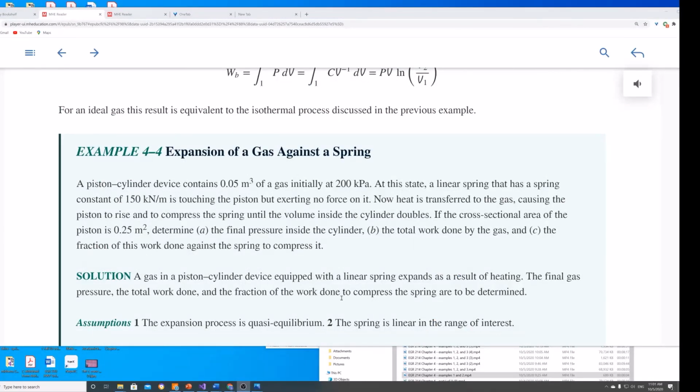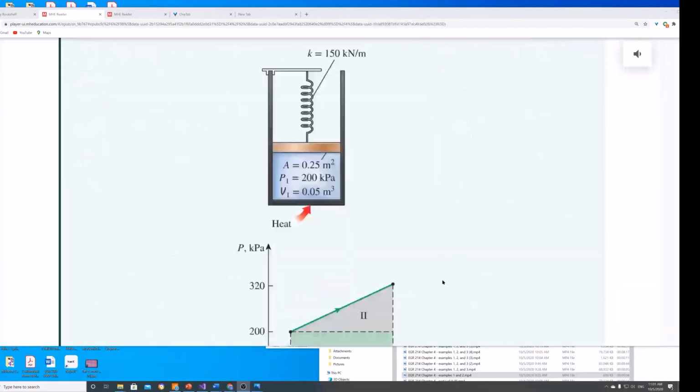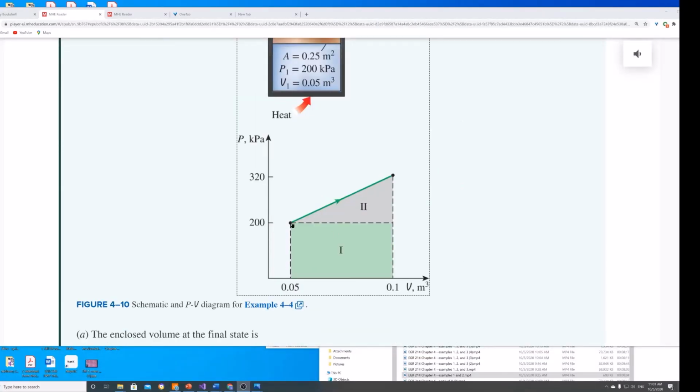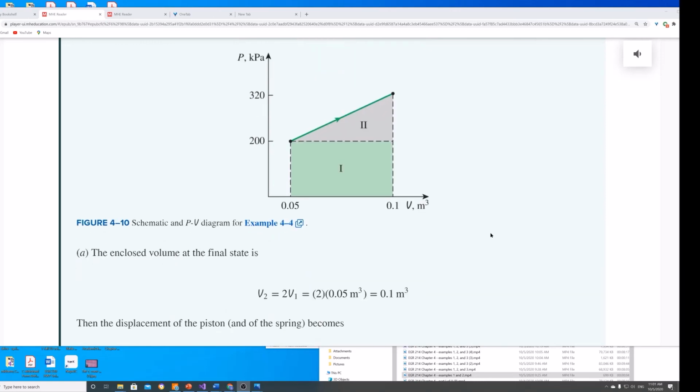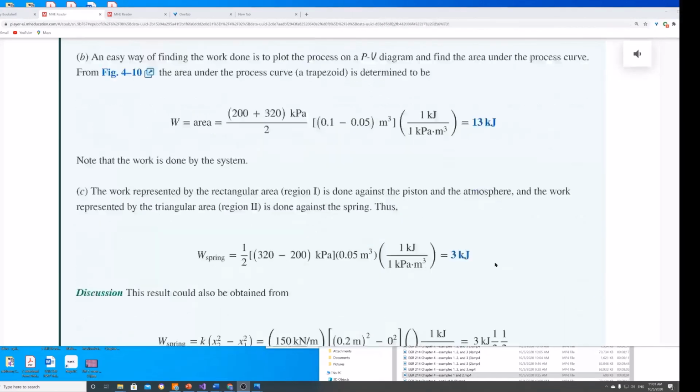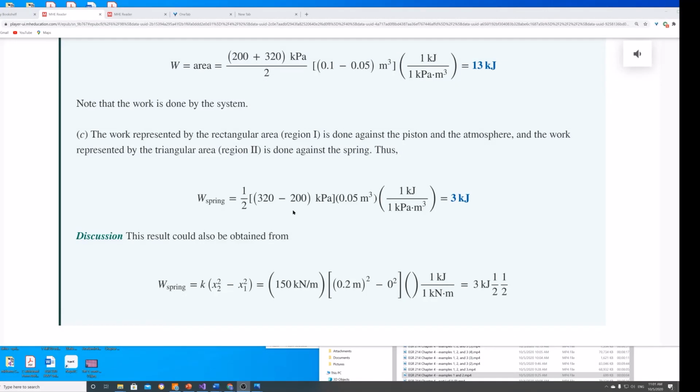Now the third part, part C, going back up. The fraction of this work done against the spring to compress it. Well, that is, of course, just this part. So we go down here, and it's just the difference between the two. It's 1/2 times P times our change in volume, that's the horizontal component, and it's just half of it. So it's basically the area under that curve, like I was talking about, the area under that triangular portion of the curve.